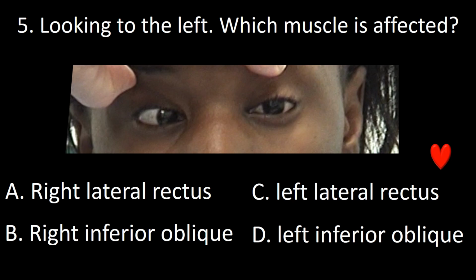Next question. Looking to the left, which muscle is affected? A. Right lateral rectus. B. Right inferior oblique. C. Left lateral rectus. D. Left inferior oblique. Looking to the left, there is no white in the right eye, but you can see plenty of white in the left eye.